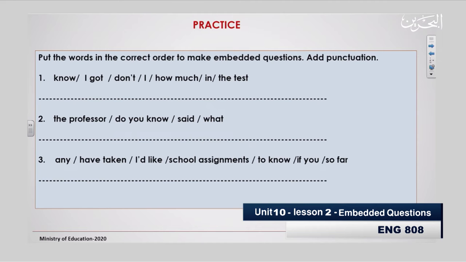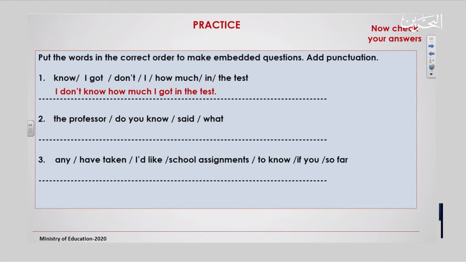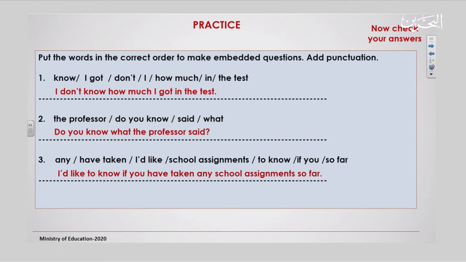Let's see if your answers are correct. Number one, I don't know how much I got in the test. Number two, do you know what the professor said? Number three, I'd like to know if you have taken any school assignments so far.